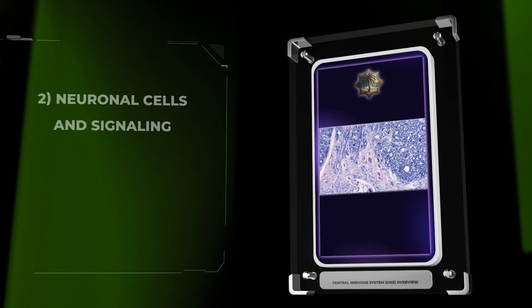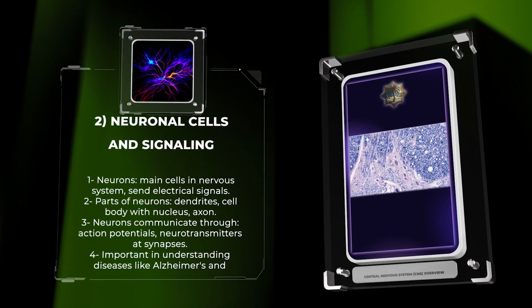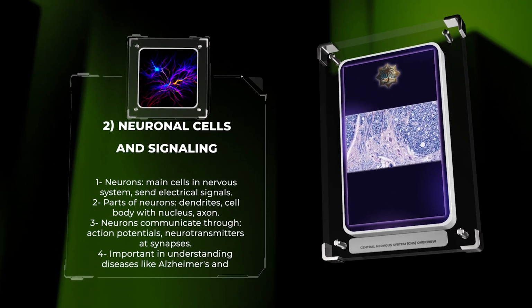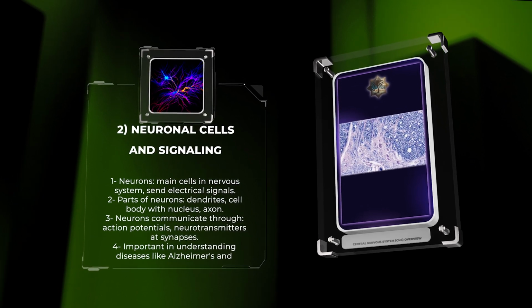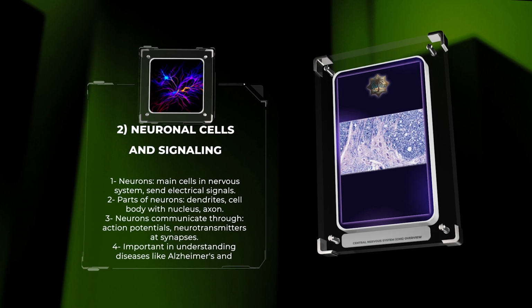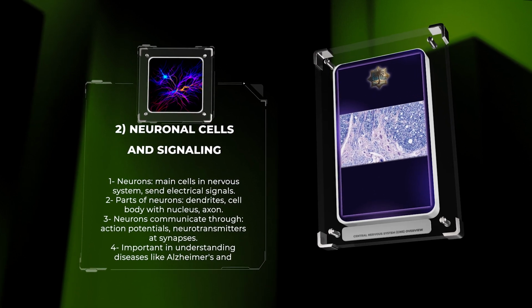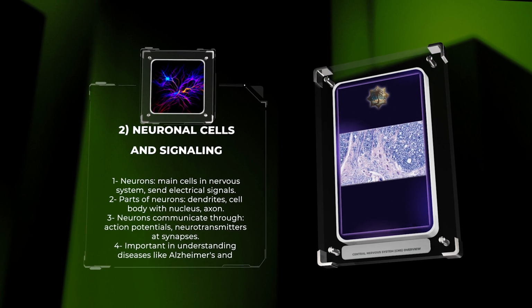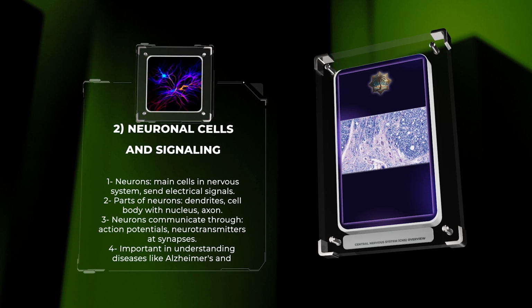Neurons are the main cells in the nervous system that send electrical signals. They have different parts like dendrites, which receive signals, a cell body with a nucleus, and an axon that sends signals to other cells. Neurons communicate through electrical impulses called action potentials, and also use chemicals called neurotransmitters at synapses to enhance or inhibit signal transmission. Studying this communication is important in understanding diseases like Alzheimer's and Parkinson's.